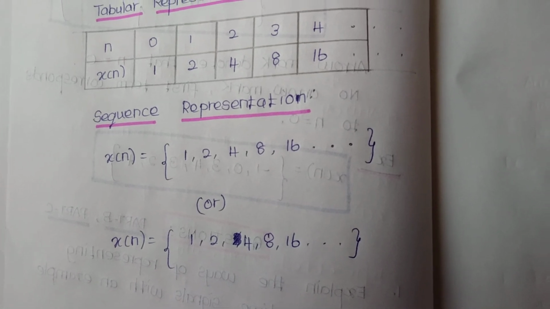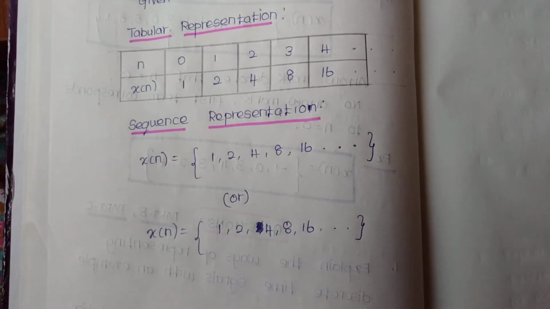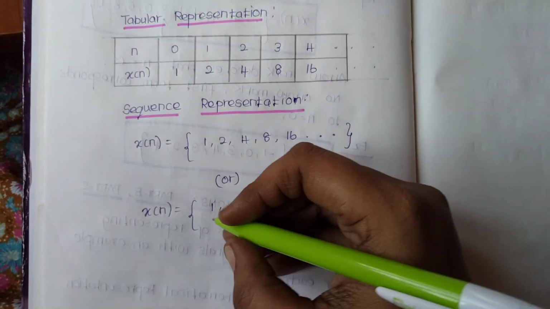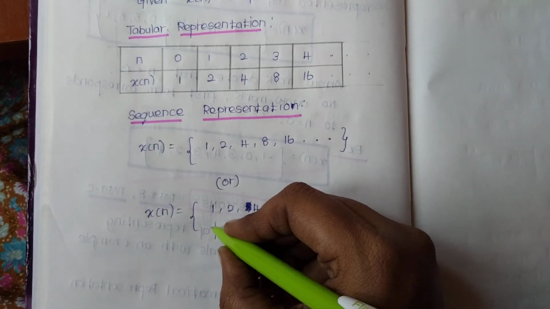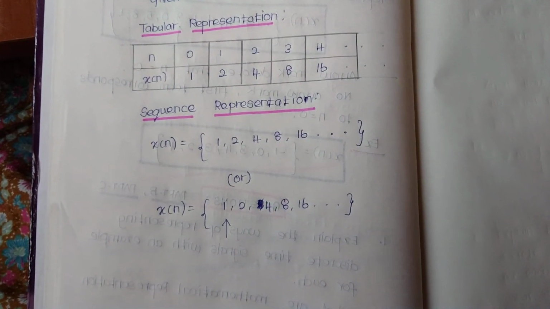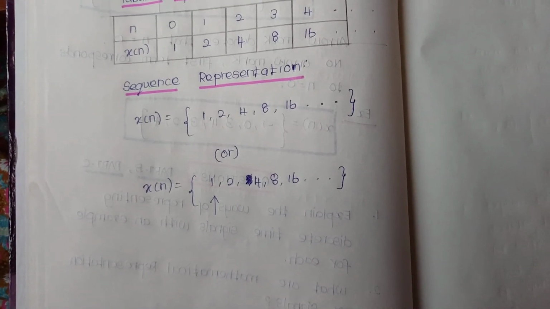Or in the other way you can write like this and put an arrow mark. Here you can put an arrow mark. So if there is no arrow mark, the first sample represents n is equal to 0.